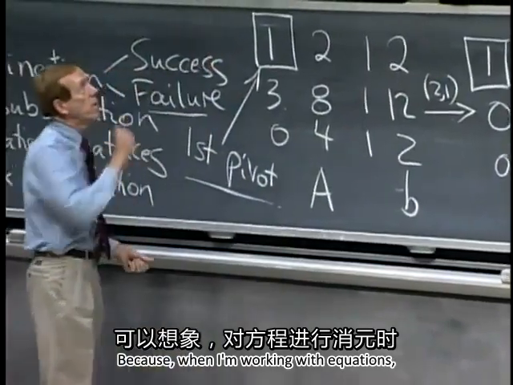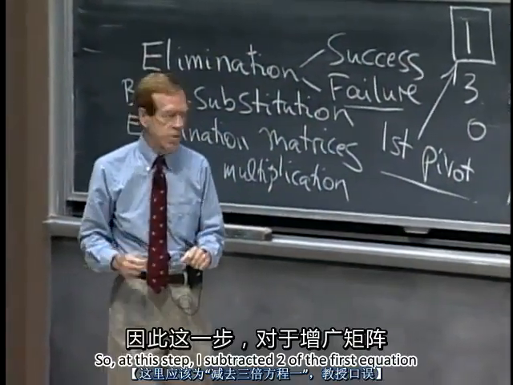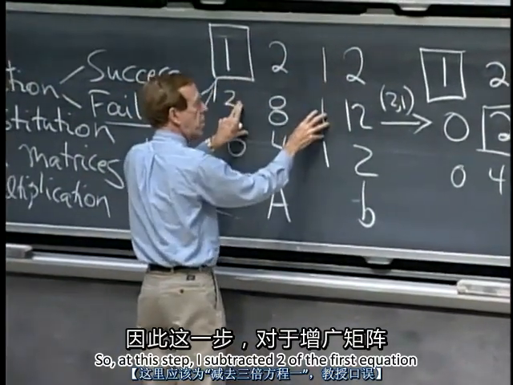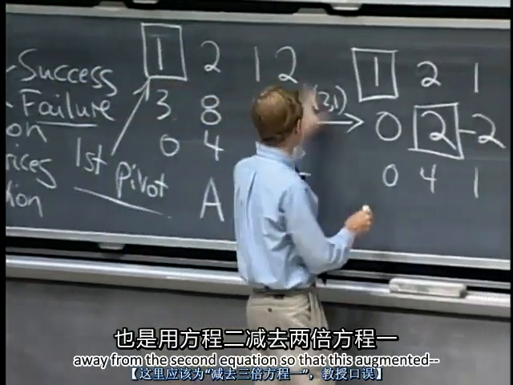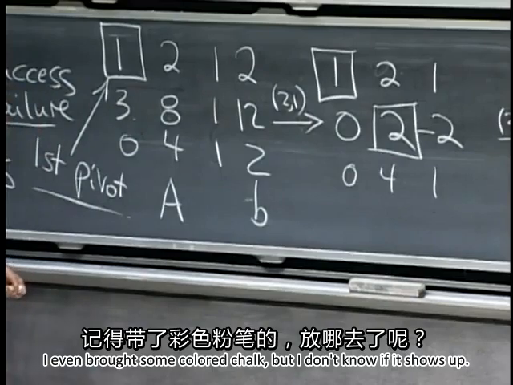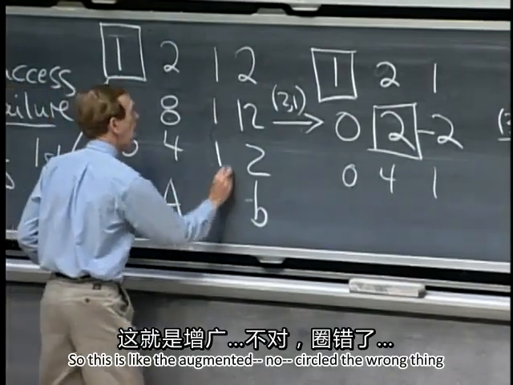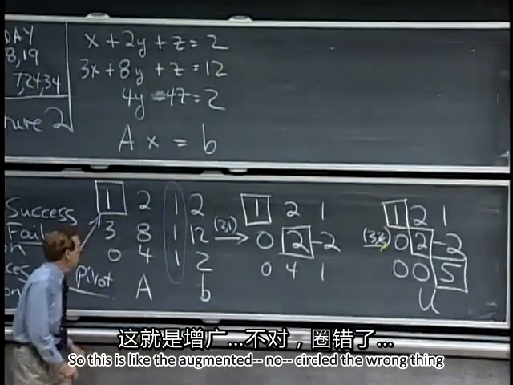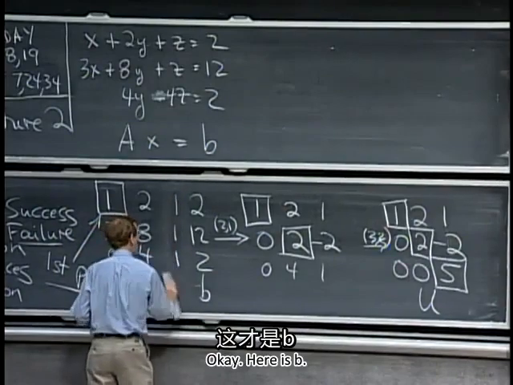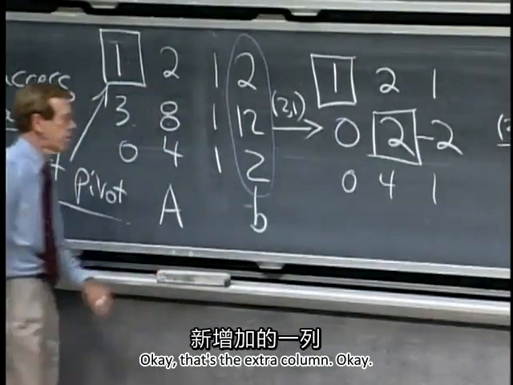Because when I'm working with equations, I do the same thing to both sides. So at this step, I subtracted 2 of the first equation away from the second equation so that this augmented, I even brought some colored chalk, but I don't know if it shows up. So this is like the augmented. No, damn, circled the wrong thing. Okay, here is b. Okay, that's the extra column.